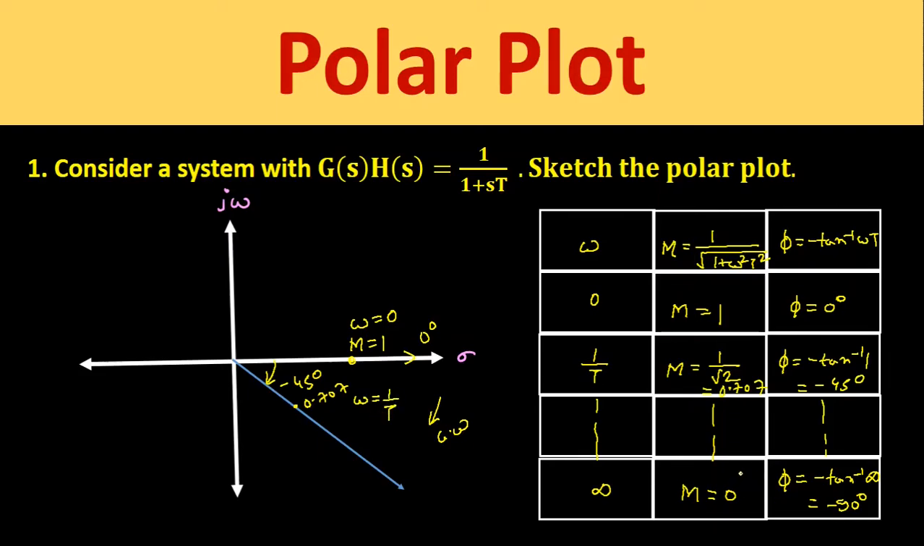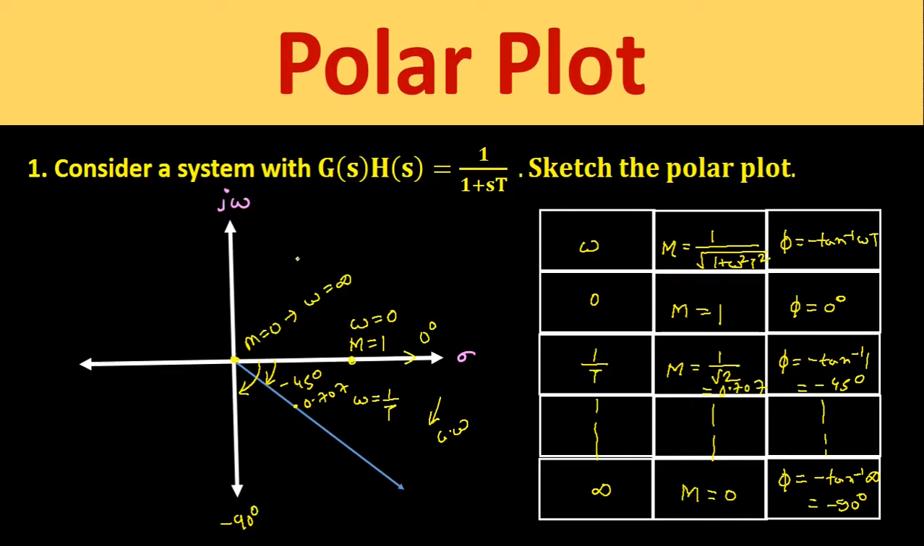Now last angle is at omega is equal to infinity, which is minus 90 degree. So when we measure from this positive real axis, this will be our minus 90 degree, and on this line of minus 90 degree we will measure M is equal to 0, which corresponds to omega is equal to infinity.